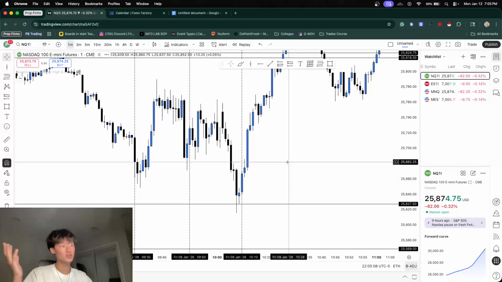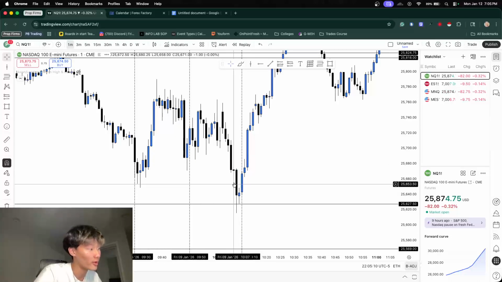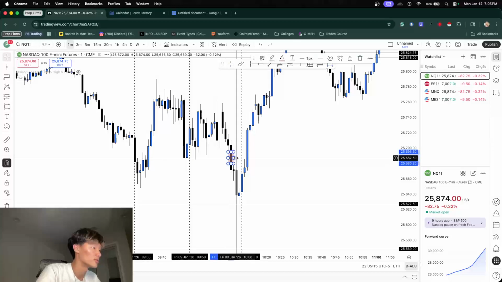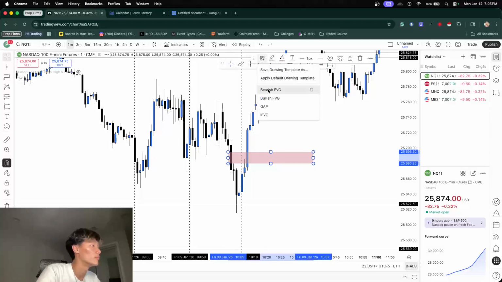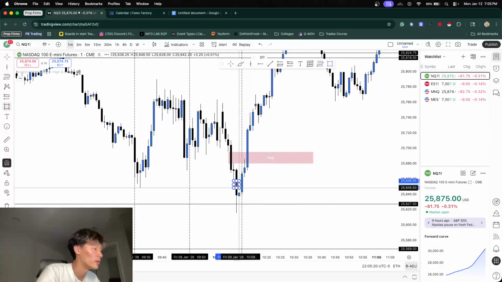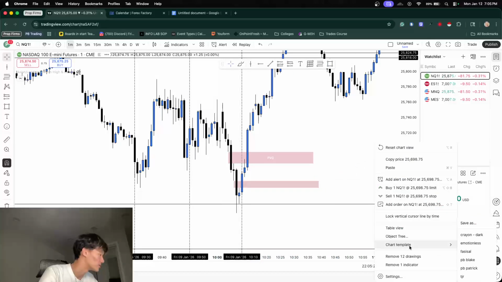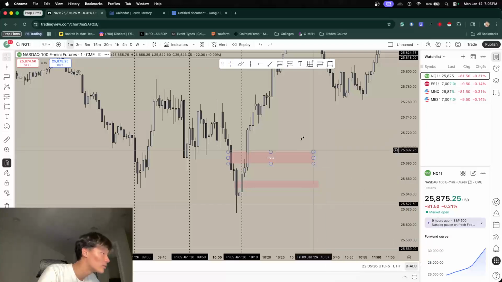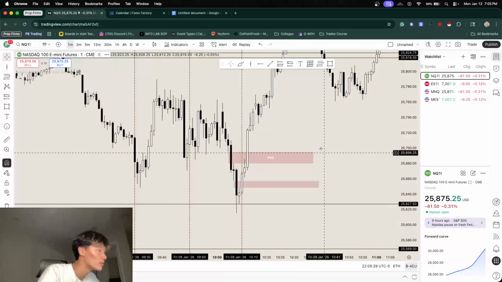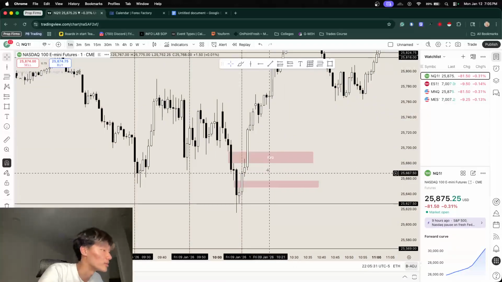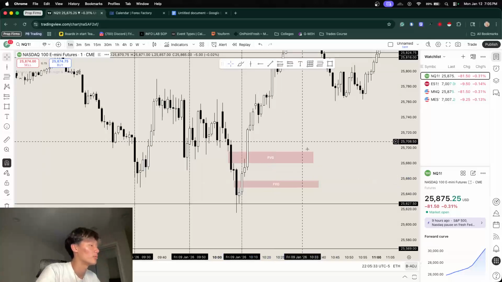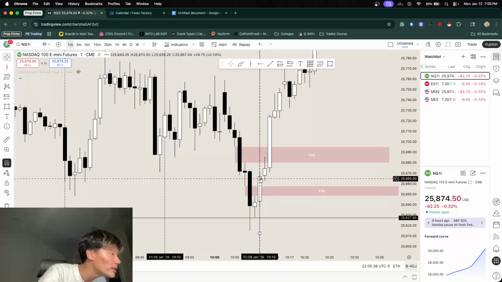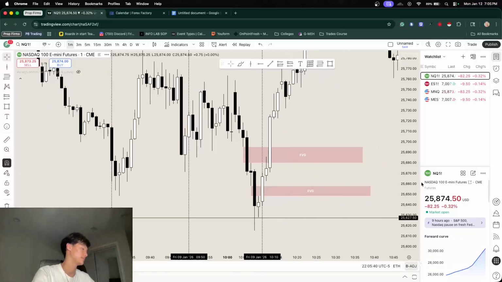And how do you know it's a manipulation or a good one? We create fair value gaps, right? You got fair value gaps down here, right? We have this one, bearish fair value gap, and bullish fair value gap. You know what? This is annoying. I can't really see it. Yeah, we have these two fair value gaps. As you can see, we inverse this instantly.